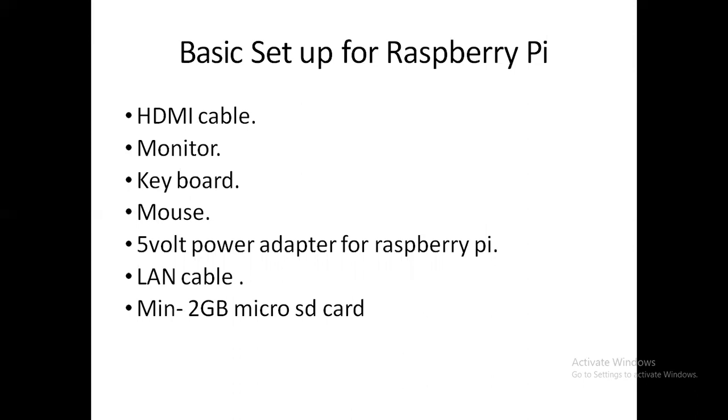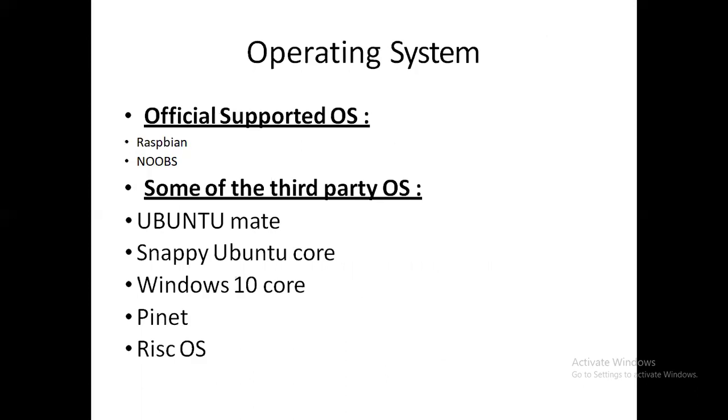The basic setup for Raspberry Pi requires an HDMI cable, monitor, keyboard, mouse, a 5-volt power adapter for Raspberry Pi, a LAN cable, and a minimum 2 GB micro SD card. So we'll come to the setup. As we have seen the requirements, now we'll see the operating system. A bit later I will demonstrate how to set up the whole system.